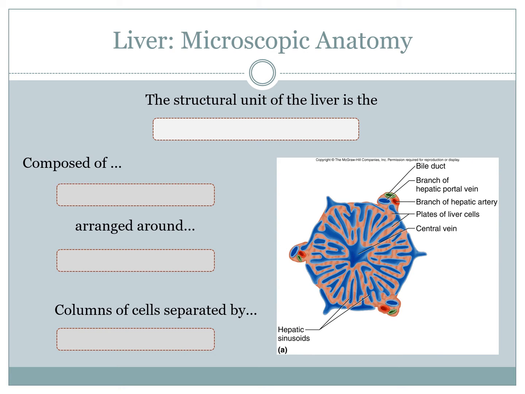Okay, next. Let's talk about the microscopic anatomy of the liver. This is the functional unit. This graphic here, lower right, is the functional unit of the liver, and it's called a hepatic lobule. This hexagon is composed of liver cells or hepatocytes arranged around a central vein. Here's the central vein.